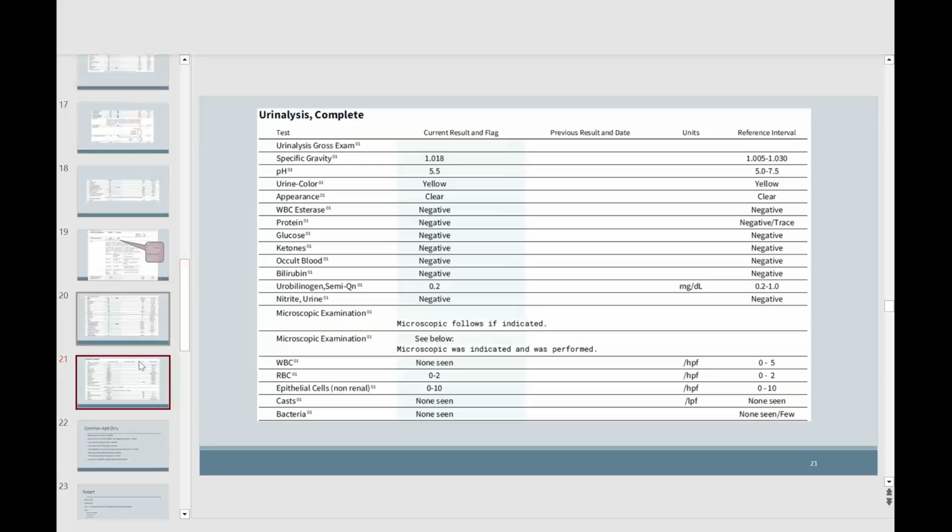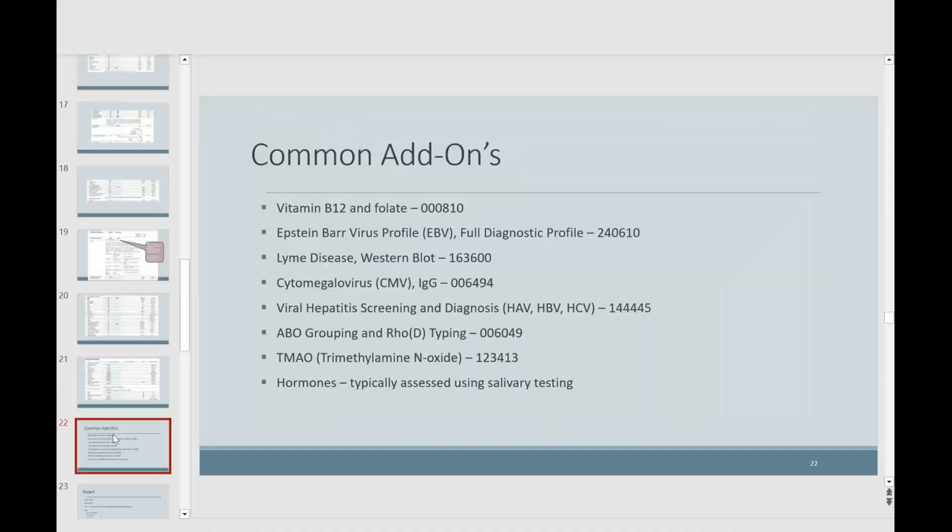Okay, so common add-ons, vitamin B12 and folate. That's the code. So I'll often do that. Epstein-Barr. I'll do a full diagnostic panel. Lyme disease. If they have low lymphocytes, low white blood cells, that's a sign that they might have a chronic viral infection. So I'll do viral testing. I'll do immune testing on a lot of my patients. If they want their ABO type, then that's the code.